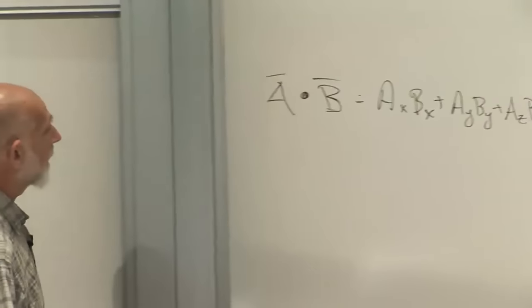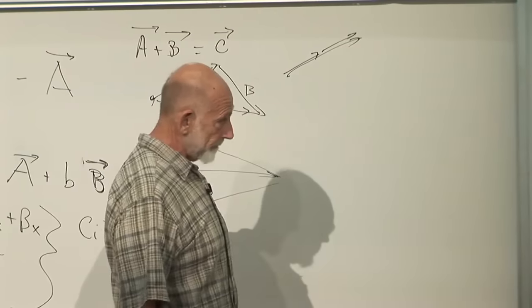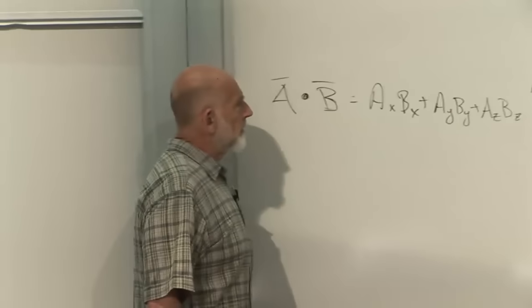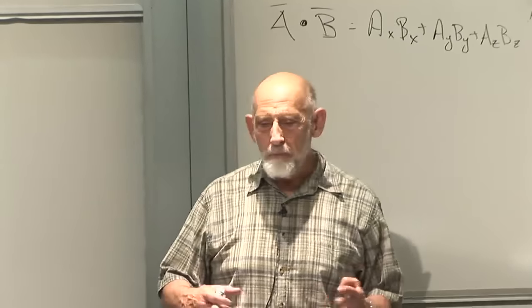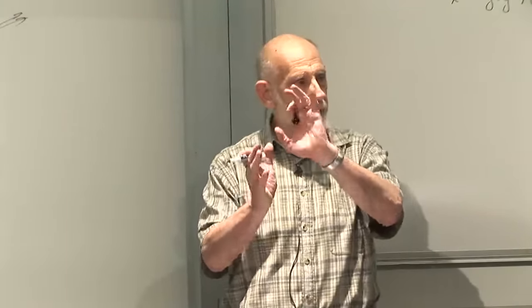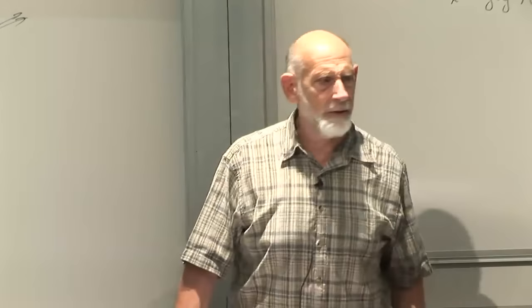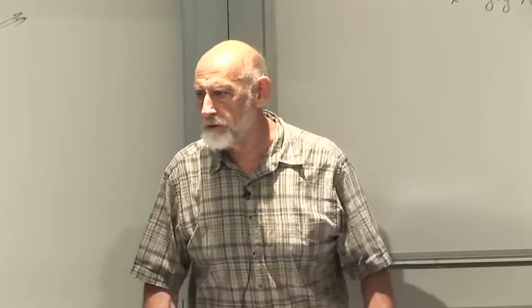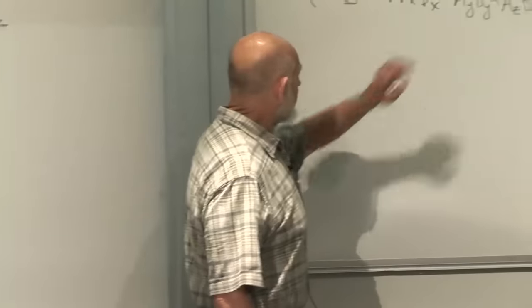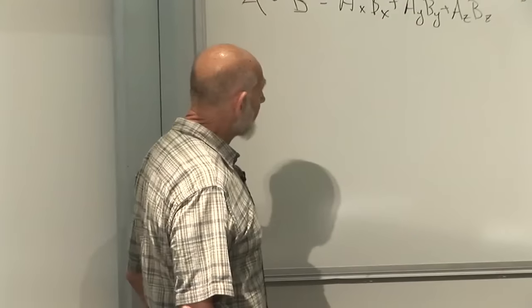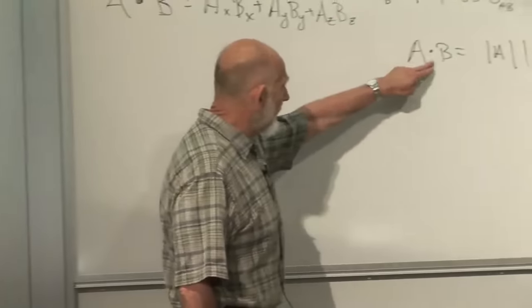Now, that's nice. Let me show you how you can use that. If I were to give you the components of A, three numbers, and the components of B, three numbers, and asked you to compute the angle between A and B, your first reaction might be to throw up your hands and say, well, I don't know, get me a protractor and I'll try to measure it. But here's a tool now. You calculate the dot product between them. That gives you A dot B.